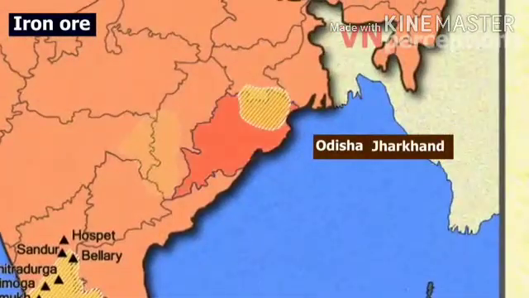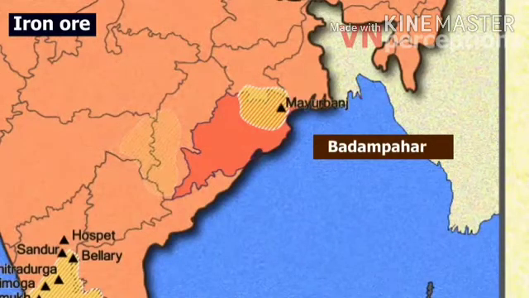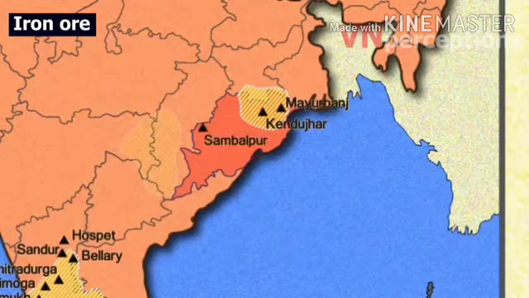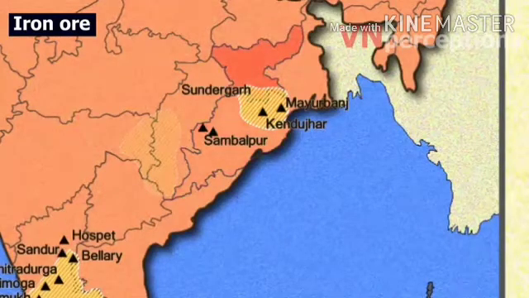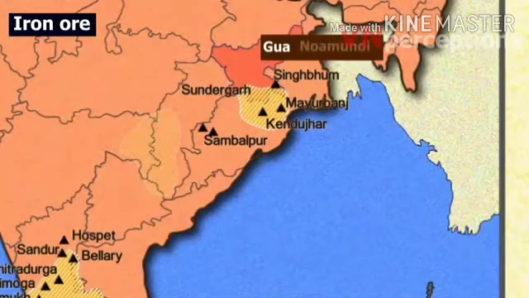In Odisha, high grade hematite ore is found in Badampahar mines in Mayurbhanj district. Then it is Kendujhar district, also known as Keonjhar district. Then it is Sambalpur and Sundargarh. In the state of Jharkhand, iron ore is found in Singhbhum district. In Singhbhum, it is mined in Gua and Noamundi. Then it is Palamau district.